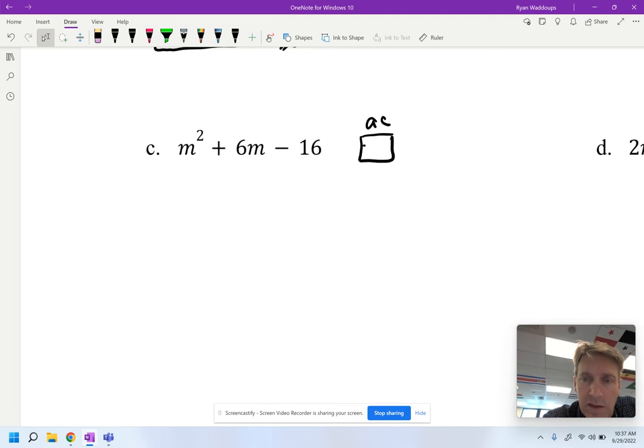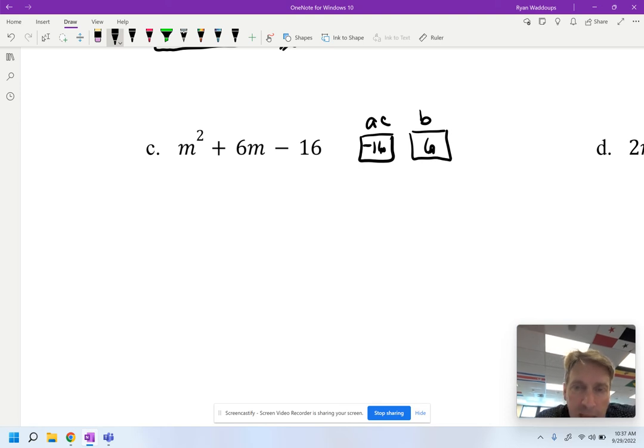So AC is -16, and B is 6. So this time I've got a negative number for my AC. So the only way that's possible is if one of the factors is positive and the other is negative. And to decide which one I need to make positive, I look at B and it's positive. So that means I'm going to make the larger number positive. So 1 times positive 16 would be positive 16. So I put a negative on the 1. That's -1 times positive 16 is -16.